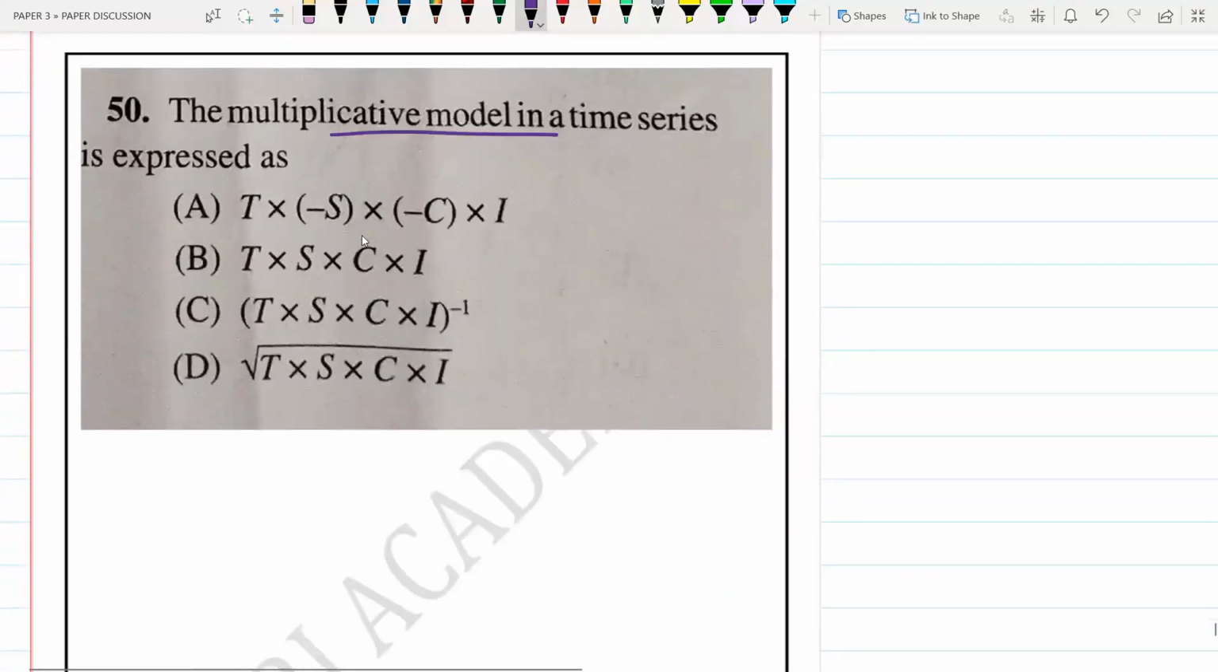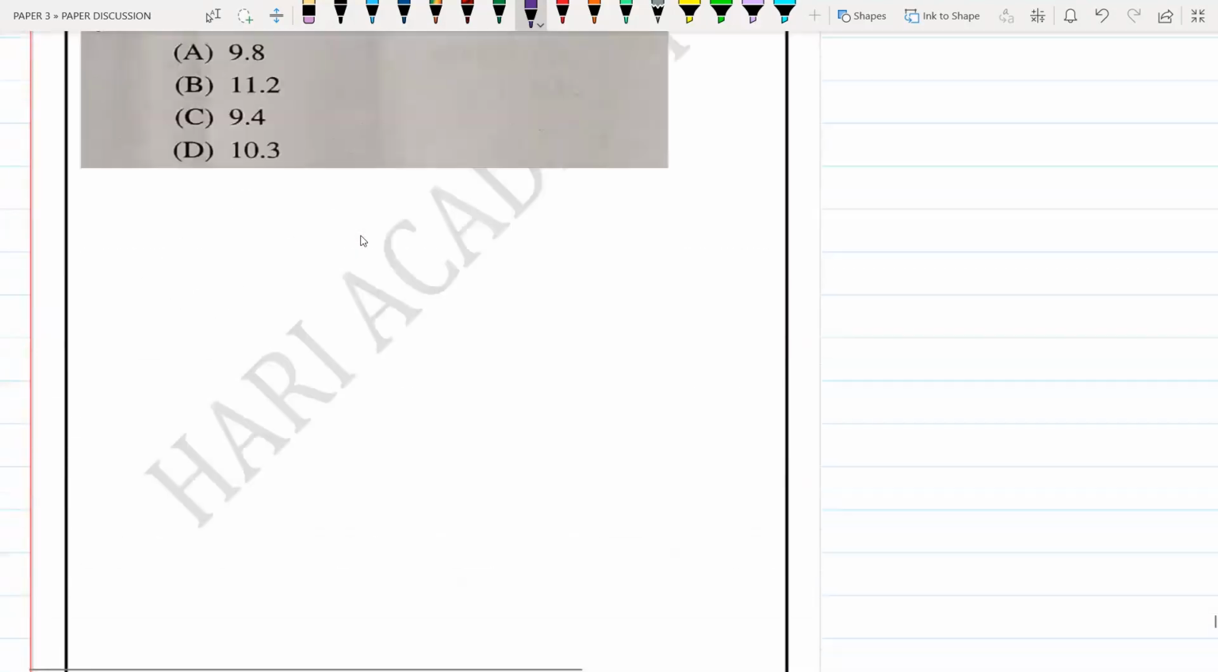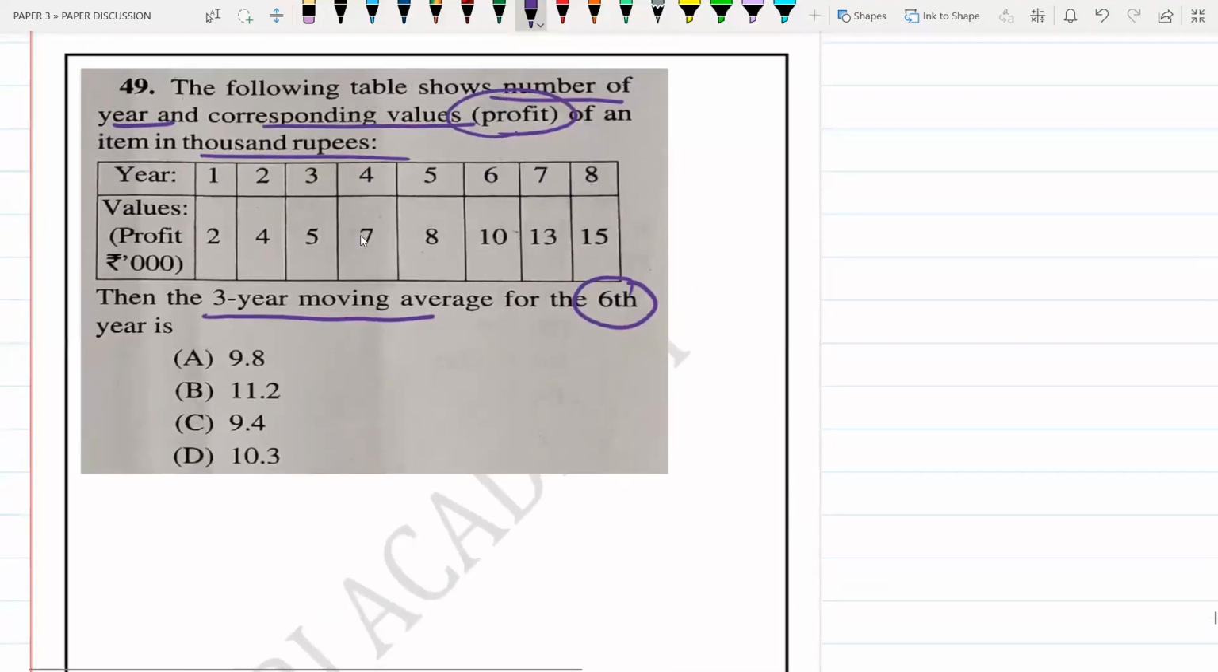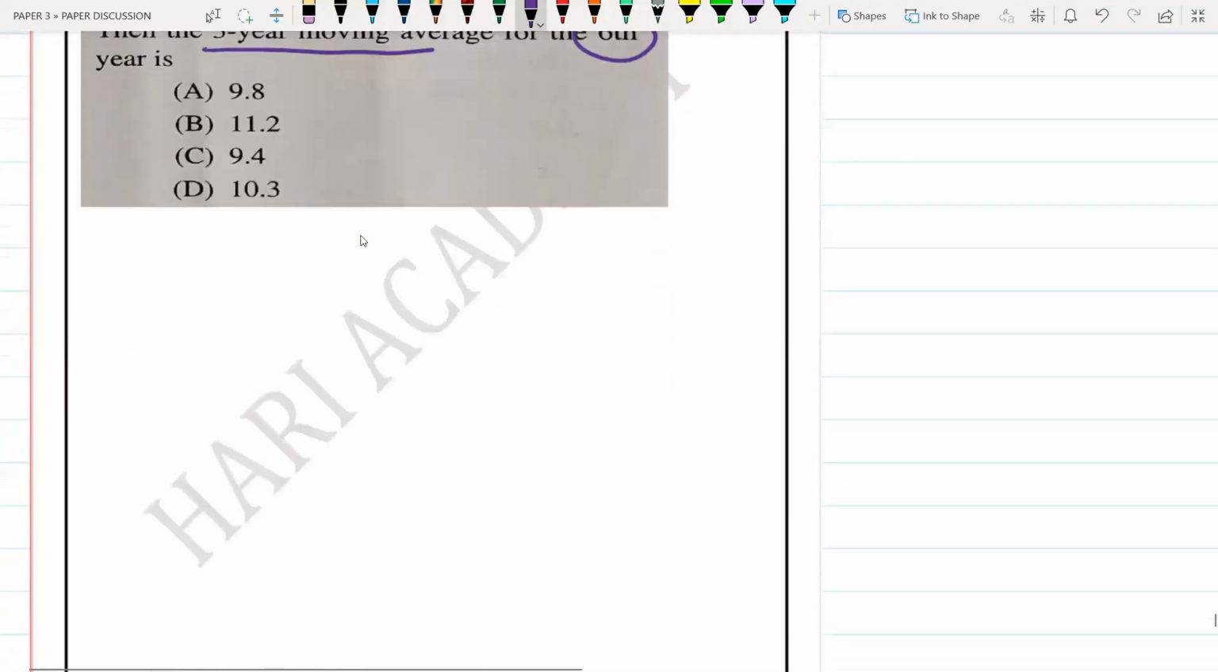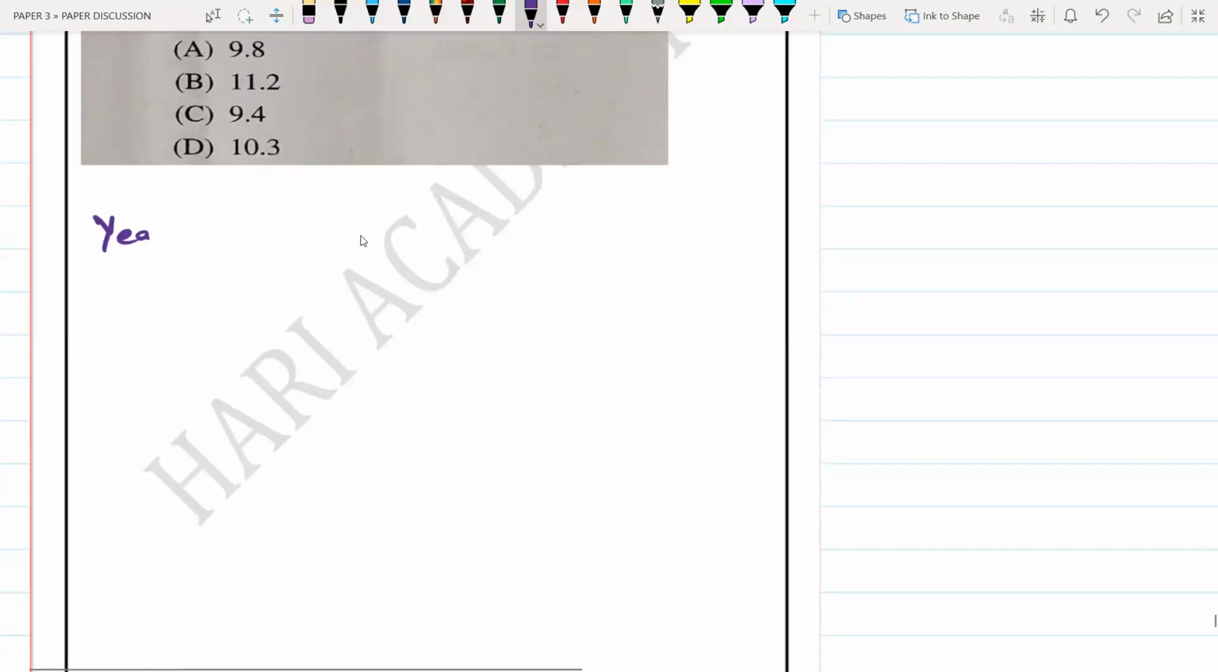Okay, the multiplicative model of a time series is a direct thing they have given. Time series T into S into C into I. That's a direct formula, a direct conceptual thing we are having. So we'll go with option B. Then coming to 49. Okay, 3 years moving average they are asking. I will try to give you a logic behind this.